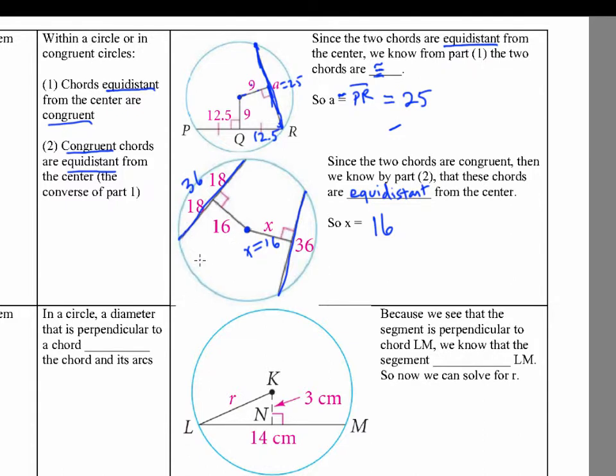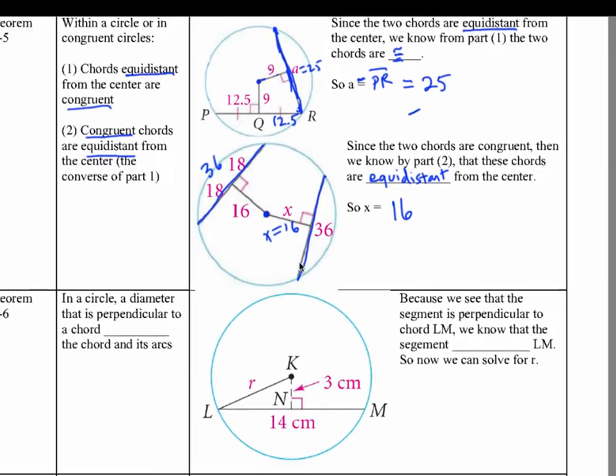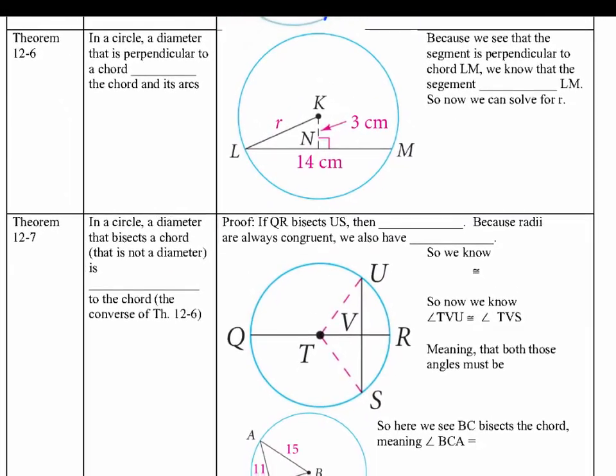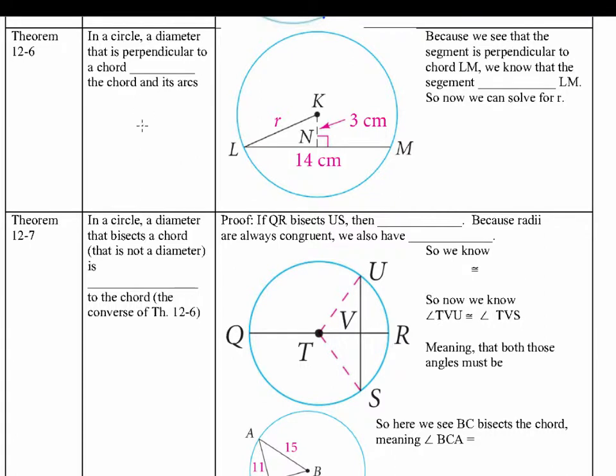All right, moving on. Theorem 12-6. In a circle, a diameter, so that's the key word, a diameter, that is perpendicular to a chord, bisects the chord and its arcs. Okay? A diameter perpendicular to a chord bisects the chord and its arcs.